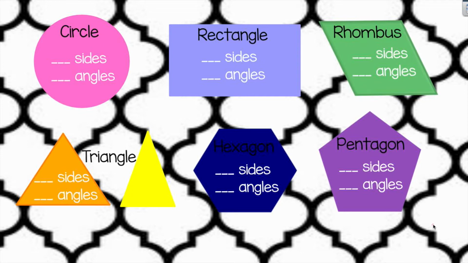So the first shape that we have is a circle. A circle has no sides and no angles. Remember, an angle is when two sides meet. So because the circle has 0 sides, it also has 0 angles. The next shape that we're going to talk about is a rectangle. A rectangle has 4 sides and 4 angles.